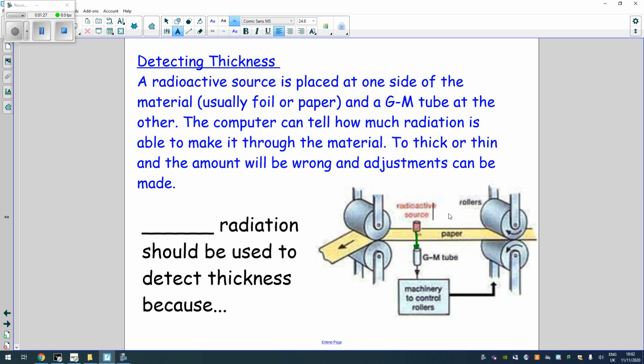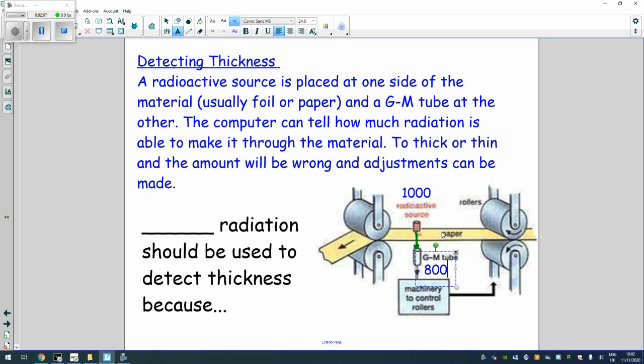So let's say it produces 1,000 bits of radiation. Let's not worry about any units or anything. Let's make it simple. Now, if the paper's thickness is correct, let's say that 800 get through. Then that tells us the thickness is correct. But let's say there's something wrong with the rollers and 810 get through. Now that tells us the paper's being made too thin because too much radiation has got through. If, on the other hand, 780 bits get through, that tells us the paper's too thick and the rollers need to make it a bit thinner. So as long as it's at that right amount getting through, we know it's right.